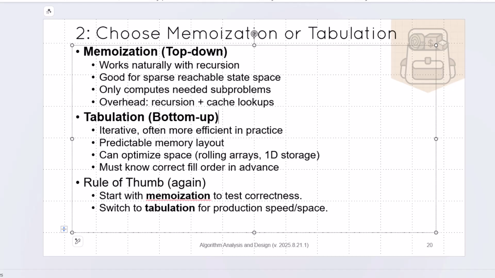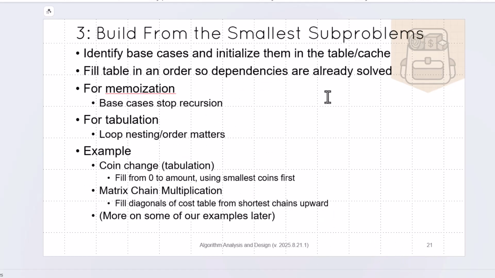So with the Fibonacci tabulation, instead of storing that whole array, you just need to keep the last 2 numbers. Remember, because f of n is f of n minus 1 plus f of n minus 2. So you just need those 2 numbers. And that, again, is kind of an inchworm technique. It can move forward. But the rule of thumb, again, as a reminder, is that we start with memoization typically to test correctness, and switch to tabulation to give it production level speed or space.